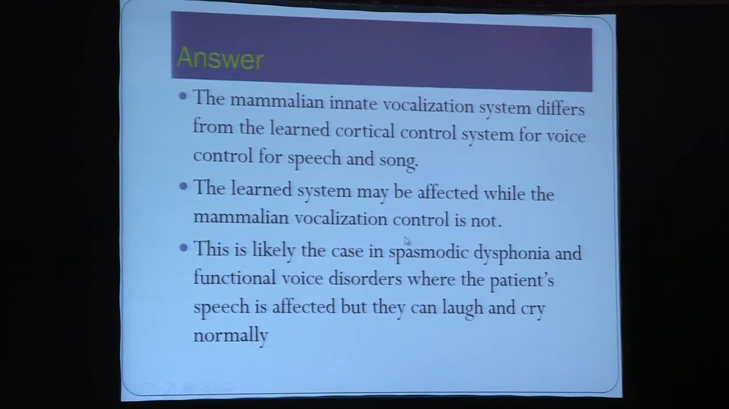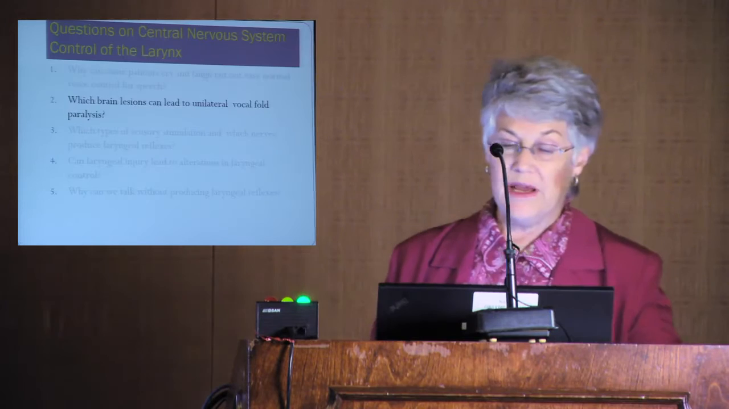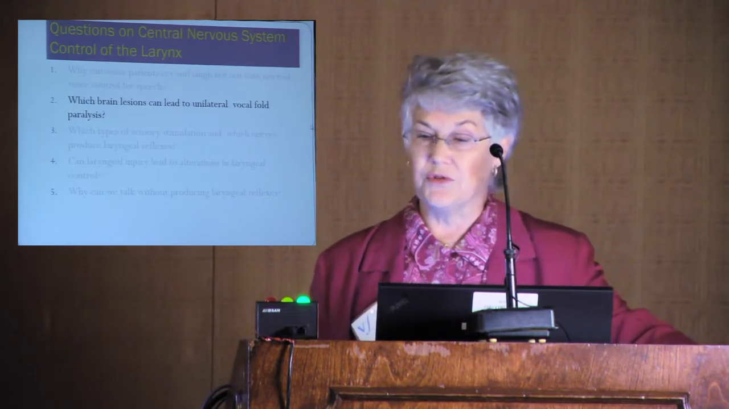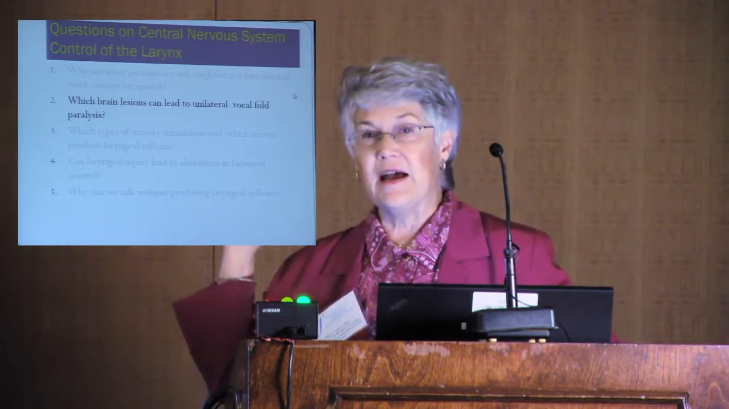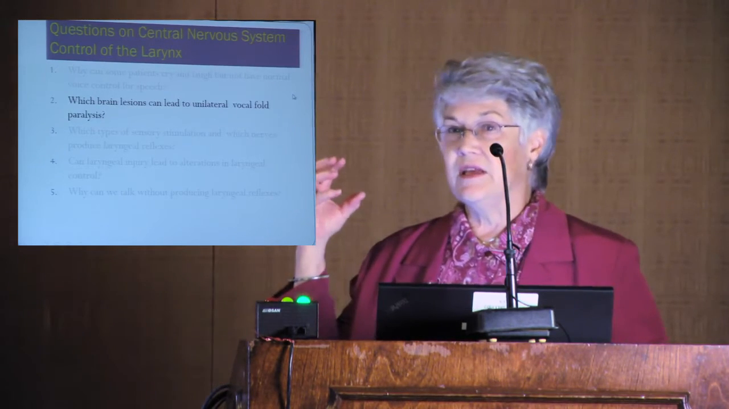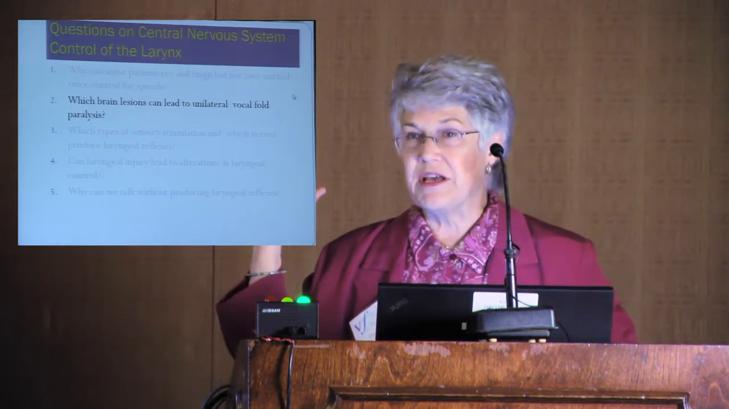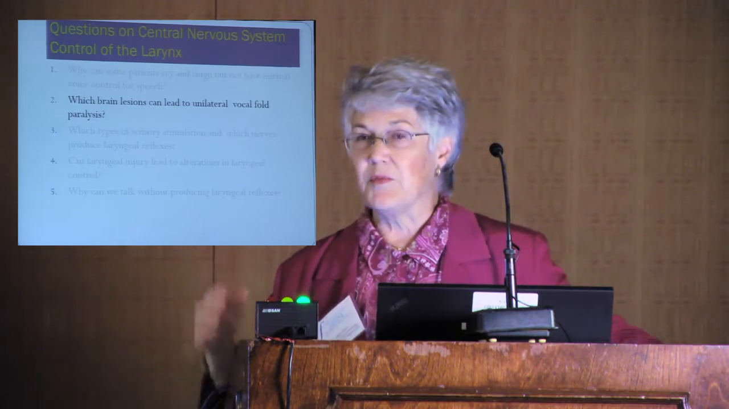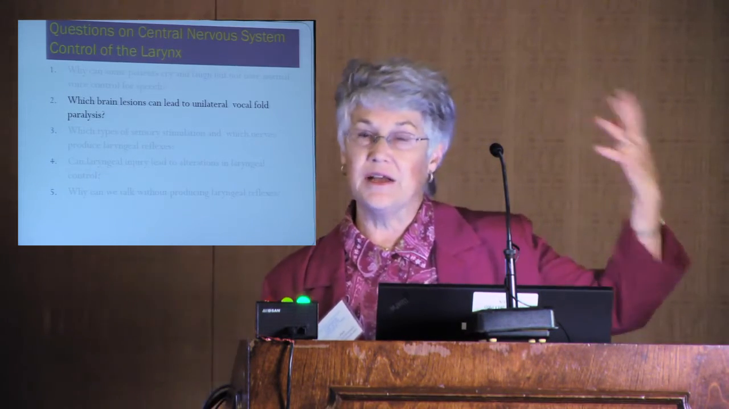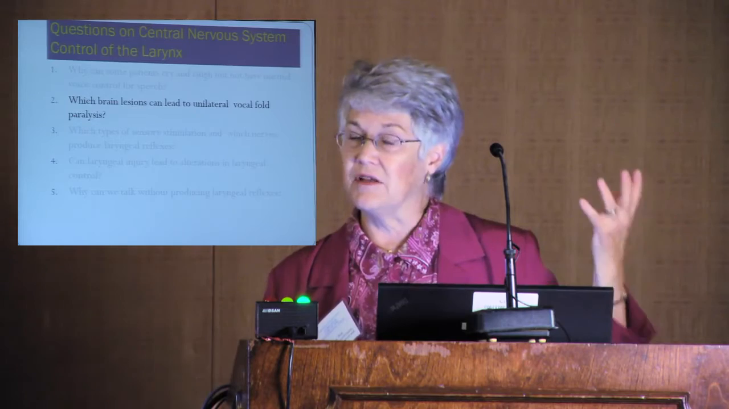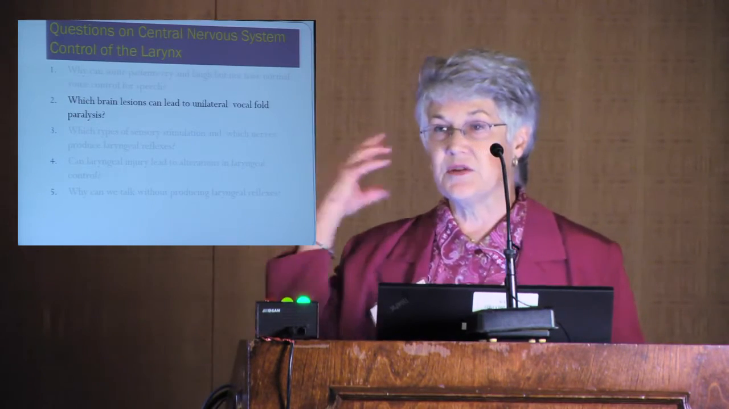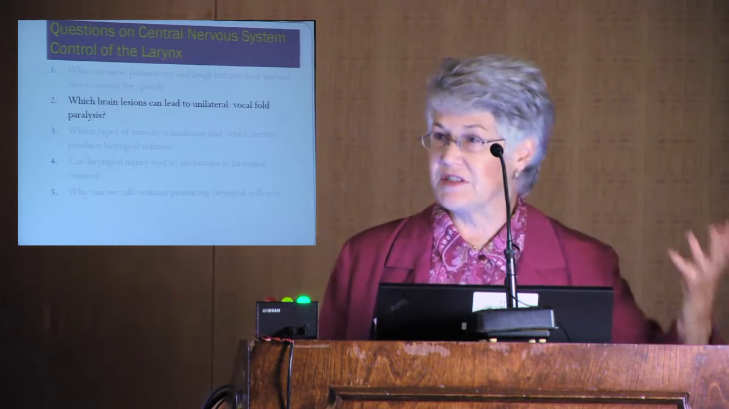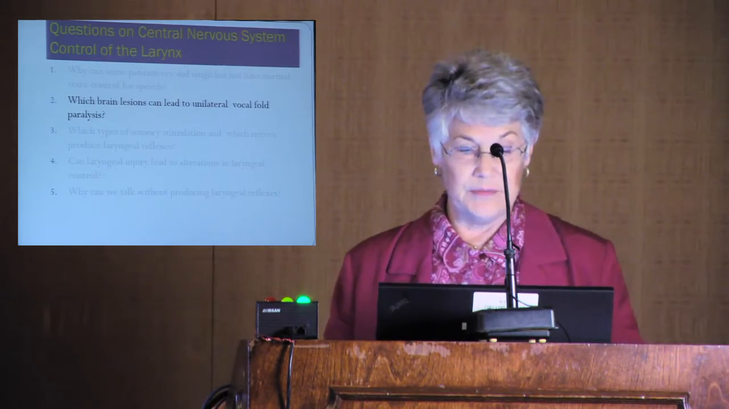Okay, the second question is, what brain lesions can lead you to a vocal fold paralysis? We know that if I have a brain lesion in the motor cortex, on the right side of my brain, in the hand area, I'm going to have a paralyzed hand on the left side of my body. And that's because the right hemisphere controls the left side of the body and vice versa.